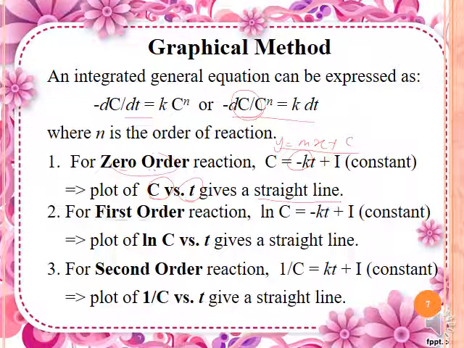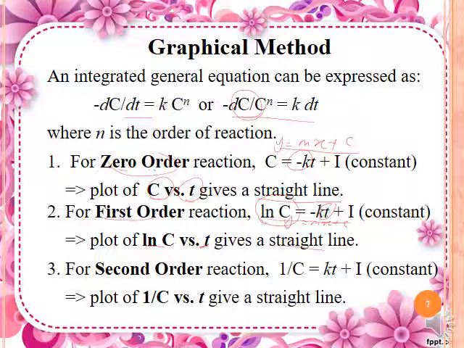For first order, this is the formula of y = mx + c. So from here we can see that the y-axis is ln c, and the x-axis is t. So we plot ln concentration versus t, and it should give us a straight line. That is for first order.